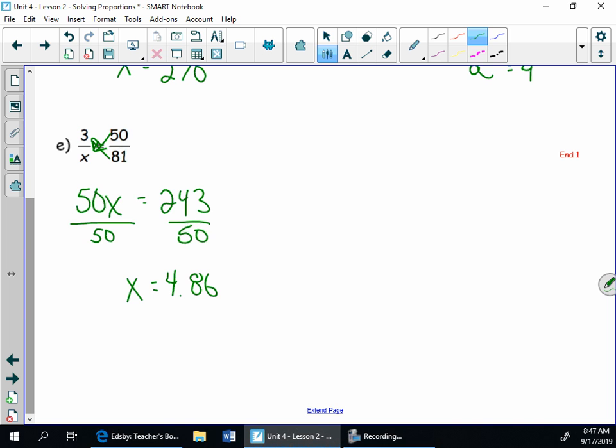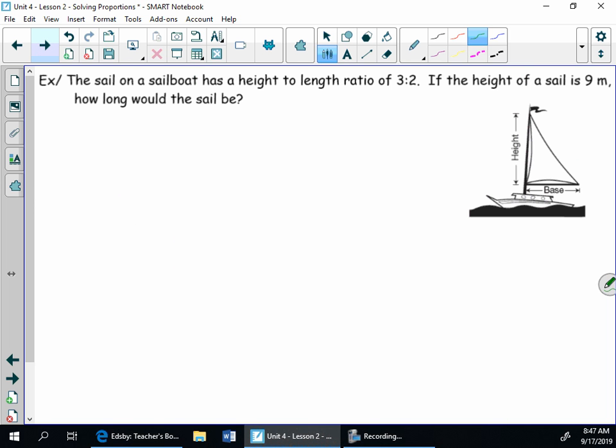Okay, there's our skill. Here's how we apply it. It's similar kind of questions we've seen before. Ratio problems, we're just going to solve them using algebra. So, the sail on a sailboat has a height to length ratio of 3 to 2. Let's write that down, 3 to 2, and it says height to length, so this is my height, this is my length. That was one of our tricks way back when, put some letters in there to remind us what we're doing. The height of a sail is 9.